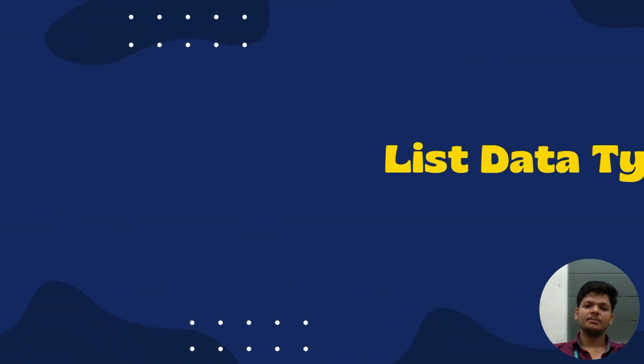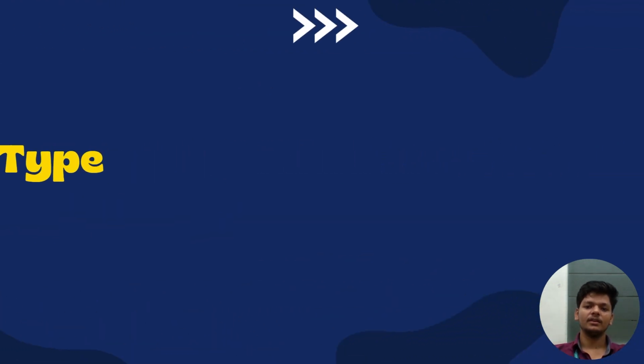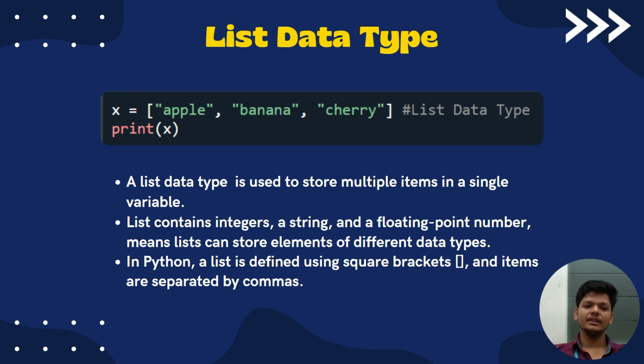And the last data type is the list data type. The list data type is used to store multiple items in a single variable. A list can contain integers, a string and a floating point number, meaning a list can store elements of different data types. In Python, a list is defined using square brackets, and items are separated by commas.